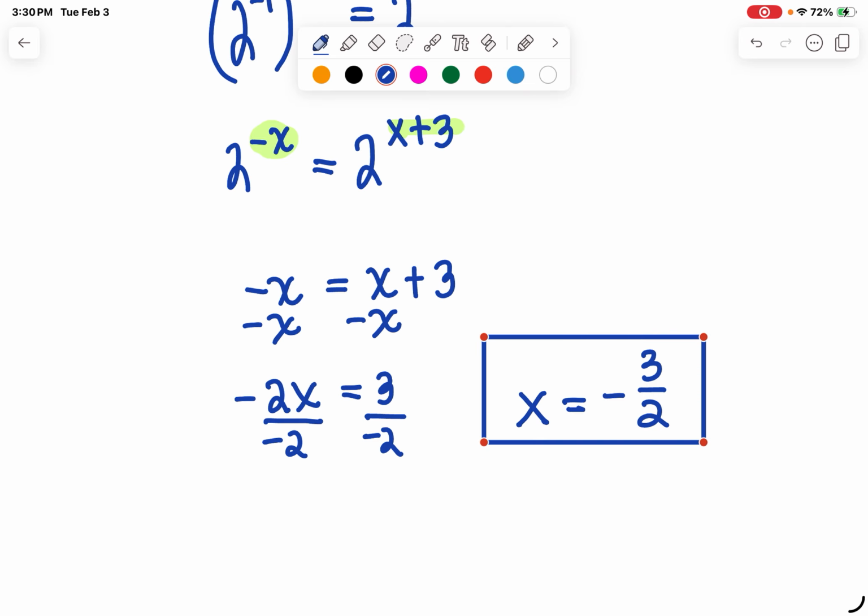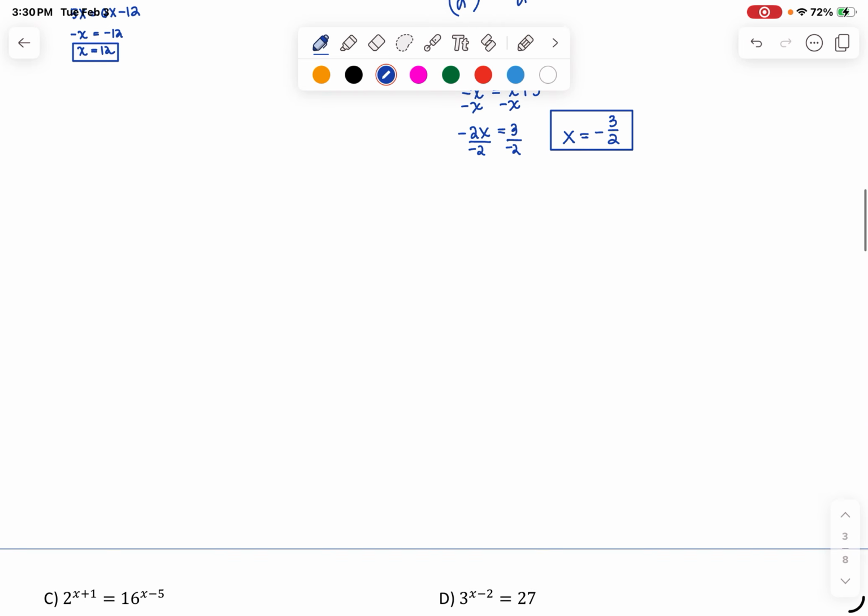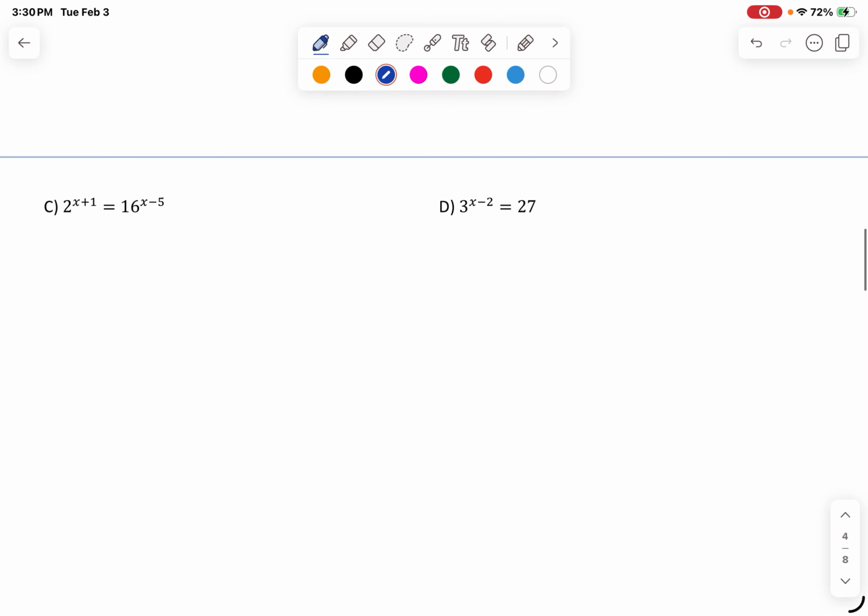Glorious. Okay. See? Wonderful, right? As long as you know your properties. All right, if you look at your bases on the next two, 2 and 16, 3 and 27. These might even be easier than the last two, right?